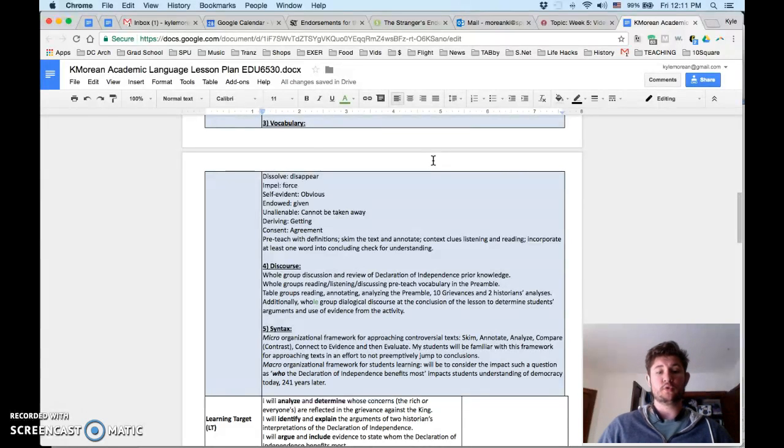We begin with the whole group discussion and review of the Declaration of Independence, any prior knowledge. Then the whole group reading/listening, then discussing along with the pre-teach of the vocabulary in the preamble.